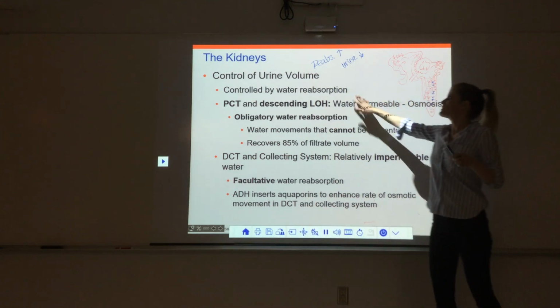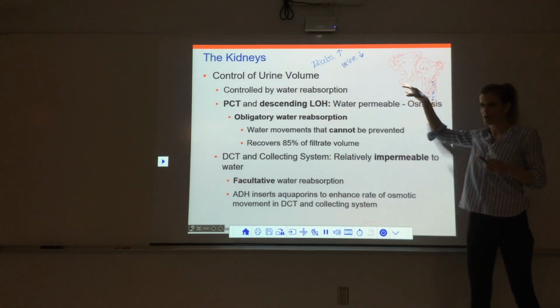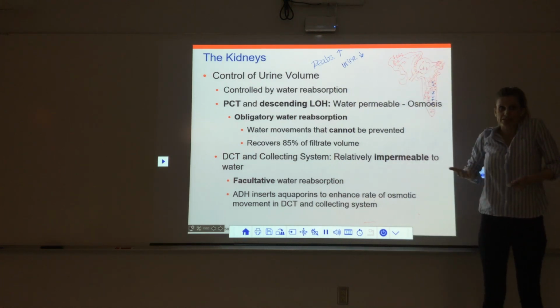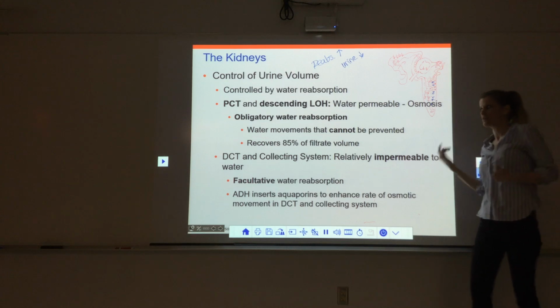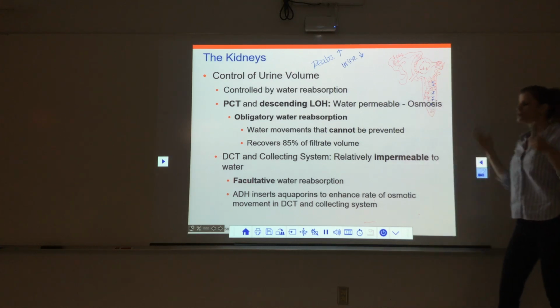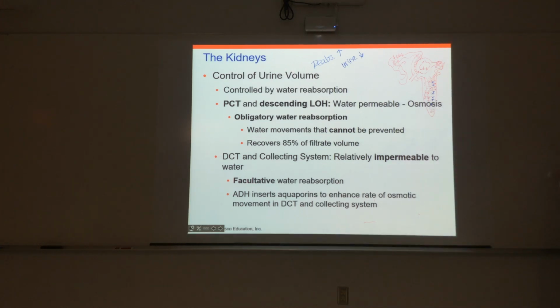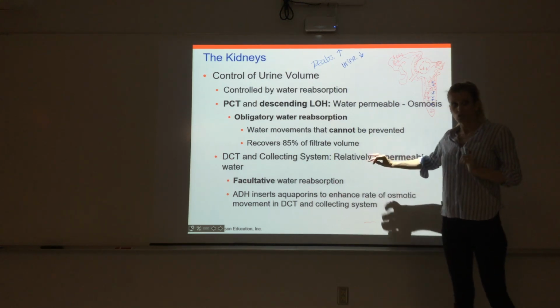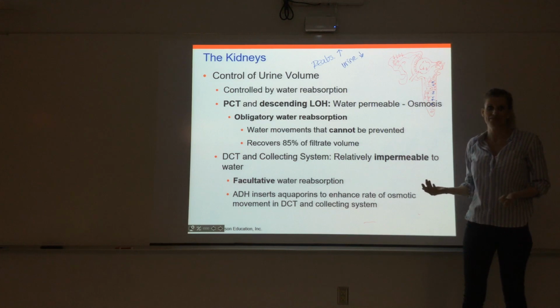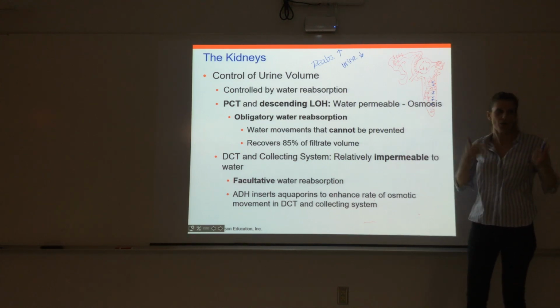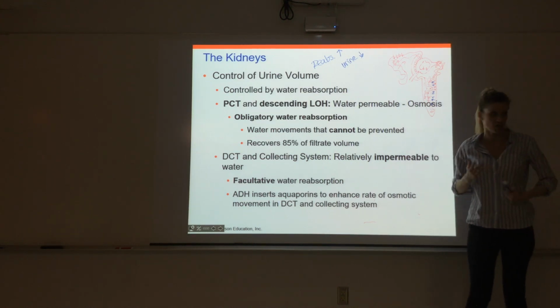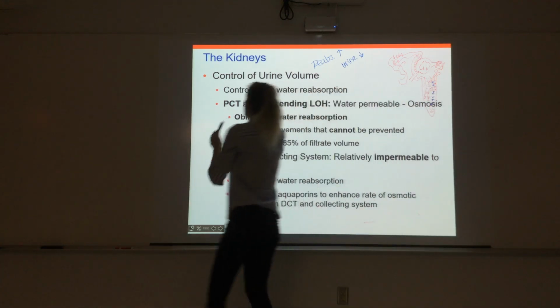Now we have water reabsorption happening in lots of different parts of the nephron and collecting system. It's not just one area where we reabsorb water. So we can affect urine volume and we can affect water reabsorption in lots of different areas. Now some of this we control, some of this just happens. Some water reabsorption is going to occur no matter what. We can't turn it on and off. So let's look at that.